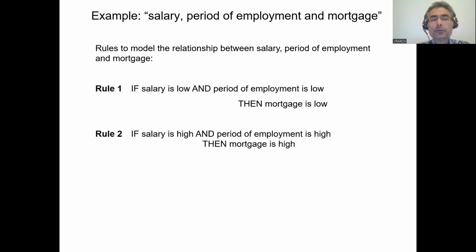Let's say the first rule: if salary is low and period of employment is low, then the mortgage is low. The second rule, I just came up with two simple, very obvious rules for you to understand: if salary is high and the period of employment is high, then mortgage is high. What I need to do here is to find membership functions to represent these terminologies: low and high for salary, period of employment, and then mortgage and so on.